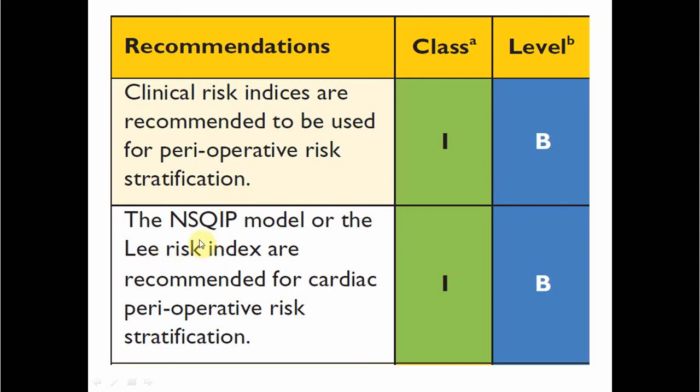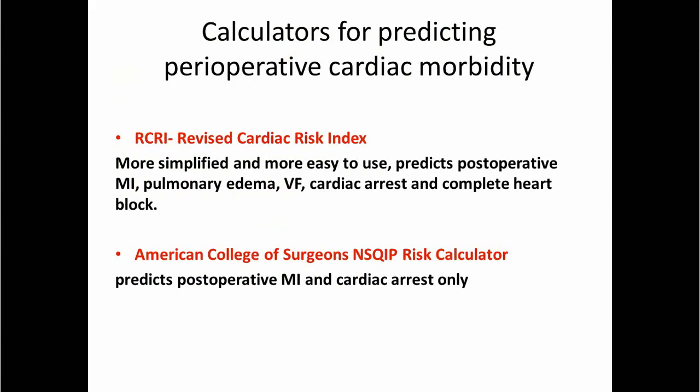We have the Lee risk index, which is the revised cardiac risk index, and we have the NSQIP model. So the two models for calculation of the clinical risk indices are the revised cardiac risk index, which we call the Lee index by the name of the scientist Lee, and the American College of Surgeons NSQIP risk calculator. And we will speak a little bit about these two risk indices.